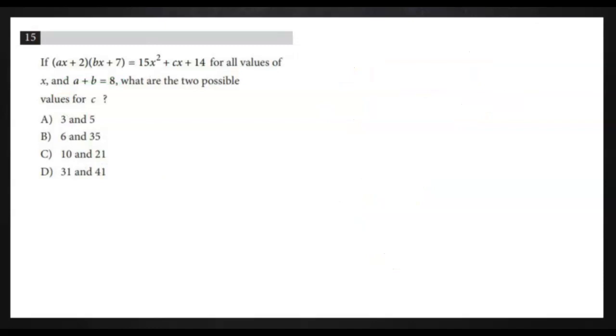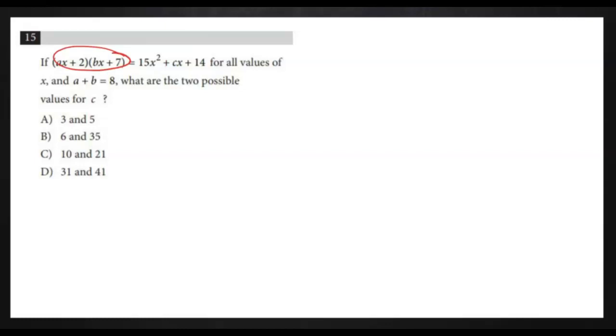Okay, so now on to question number 15. So we do have to multiply two binomials, and then that's actually going to equal a quadratic. And then we are also told for those two variables of a and b, if I add those together, it's going to equal 8. And we are trying to find what are the two possible values for c. So let's go ahead and multiply those two binomials together.